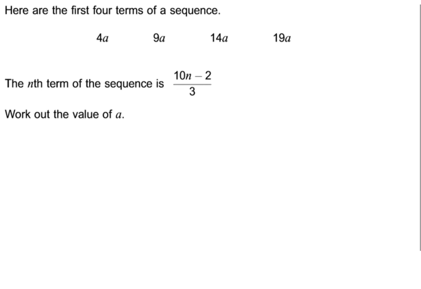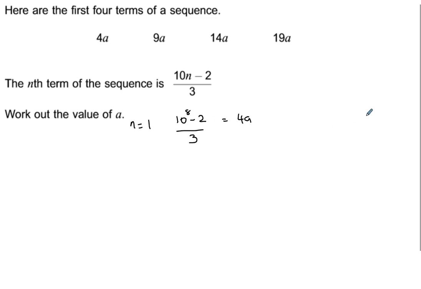Okay, here are the first 4 terms of the sequence: 4a, 9a, 14a, 19a, and the nth term of the sequence is (10n minus 2) divided by 3. Now we could work out the nth term, but if you start working out the nth term, you're going to be full of n's and a's, and it just gets so confusing. So what I do is I say, if n equals 1, then 10 times 1 is 10, minus 2, divided by 3 should be 4a. You can see that comes to 8.